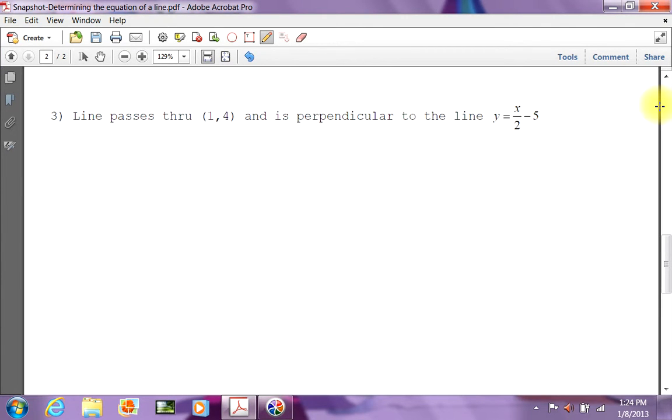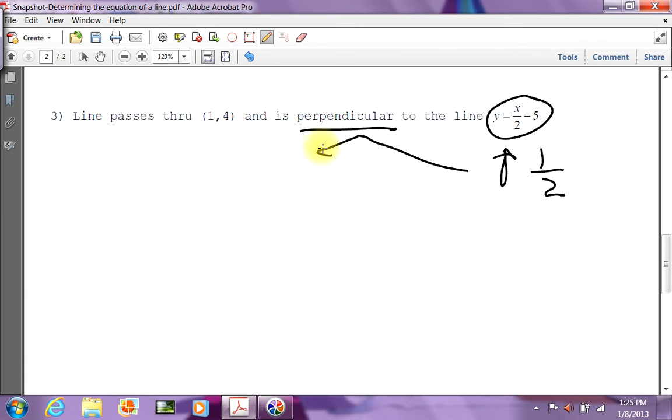A line passes through a point, and then we're told it's perpendicular to another line. So we're going to have to recall the relationship between 2 lines being perpendicular and their slopes. Again, the first thing I need to do is determine the slope. The slope of this line is 1/2. It's in slope-intercept form. For perpendicular lines, the slopes are negative reciprocals of one another. In other words, the slope of this line is m equal to, you take the reciprocal of 1/2, you get 2, and then you have to change the sign. That was positive, so the slope of this one is going to be negative.